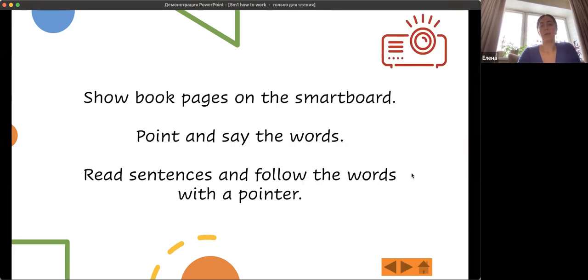And another thing is, you need to demonstrate book pages on the smartboard or on the TV, whatever you have in your rooms. You need to always point and say the words. You may use the pointer or marker or pencil. Yes, you read sentences and follow the words, the lines with it. And students understand that they need to follow, they need to read.